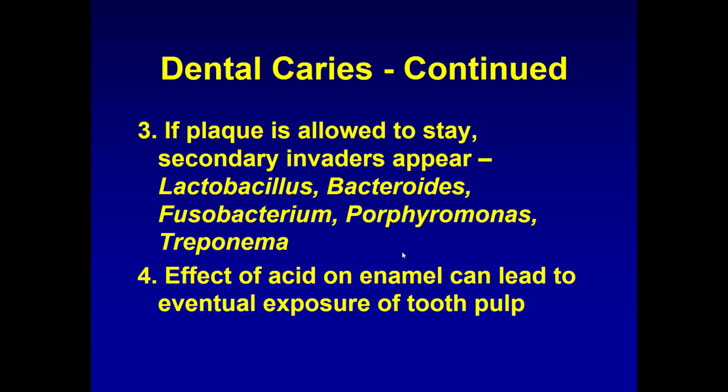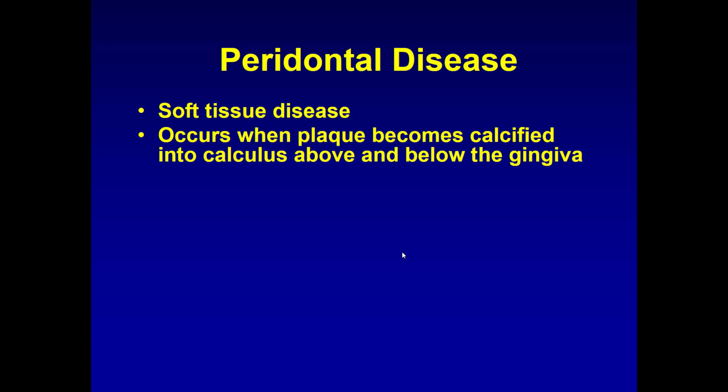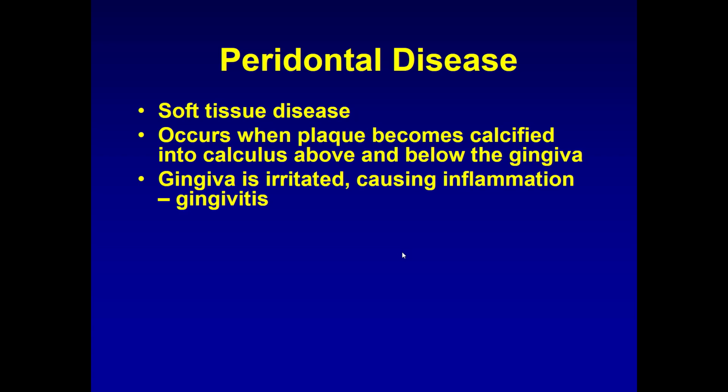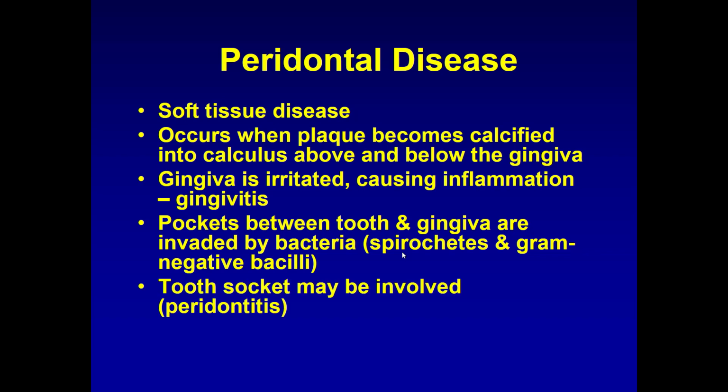But besides dental caries, we also have soft tissue diseases in the mouth, and so when plaque becomes calcified into a calculus above and below the gingiva or gums, then it will irritate the gingiva, which will cause inflammation. That inflammation will lead to pockets between the tooth and the gums, which will of course be filled with bacteria, and since it gives them a space to live, then they'll just multiply and grow and get worse and worse. The tooth socket may eventually be involved and your tooth may be lost.